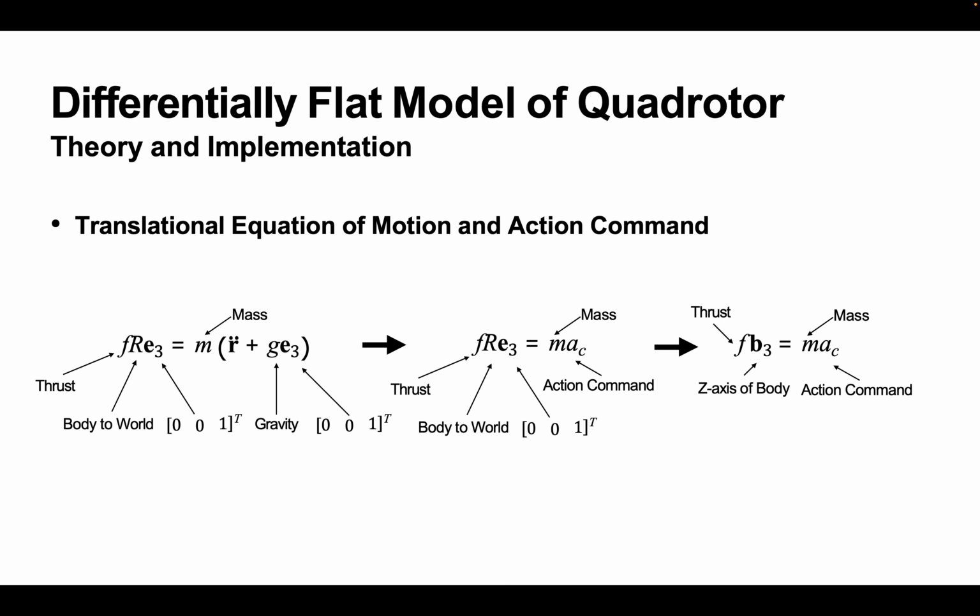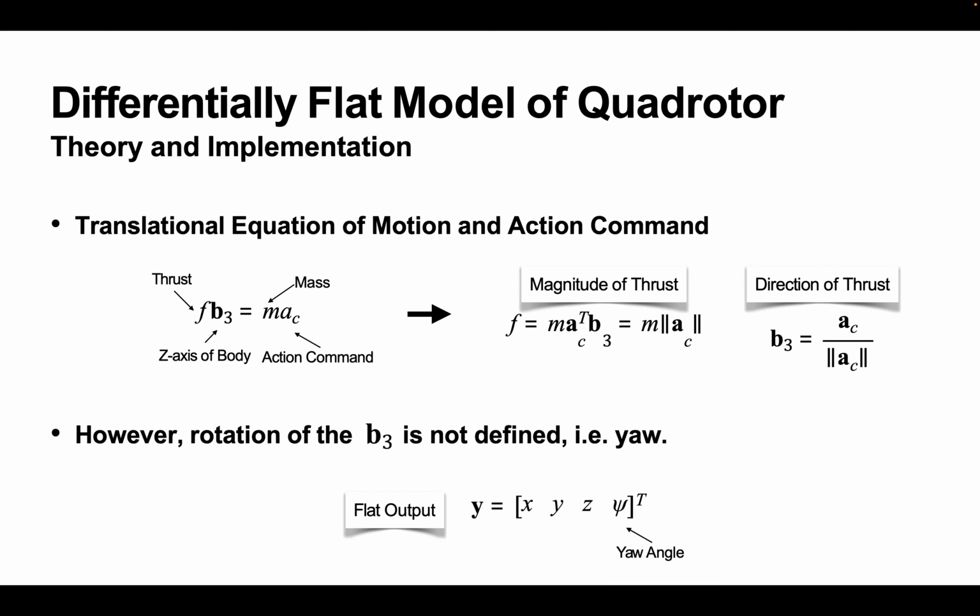So from this equation, the body z-axis is aligned with the acceleration command. Therefore, the thrust direction is determined by the direction of this vector, and the thrust magnitude is determined by its norm multiplied by the mass.